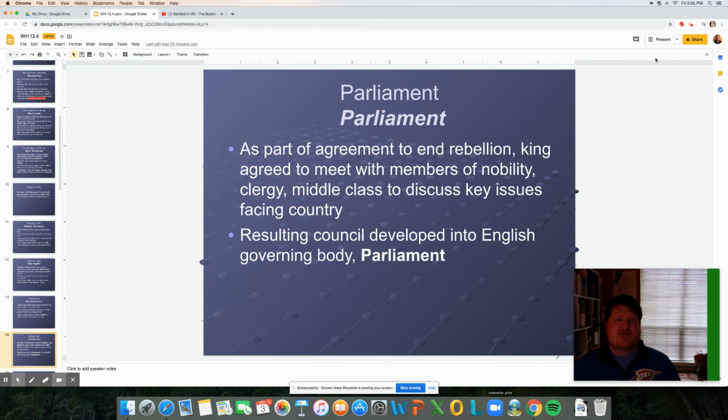It's very different. The Parliament is a bit more chaotic. It's a little bit more free, in that anybody can talk, whereas in ours, we have a little bit more rule setting. But anyway, this Parliament allowed a little bit more representation for nobility, clergy, and the middle class to discuss the issues going on in their country and the governing body.